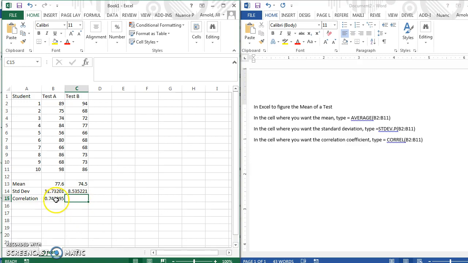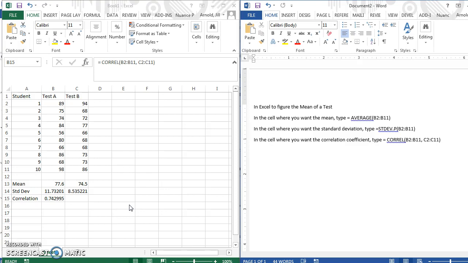And as you can see, I've already figured my correlation. And with my correlation, I'm not only going to just do B2 through B11, I also have to put C2 through C11 so that it will correlate between the two tests. As you can see, I have a correlation of about 0.74, which would be about a 74% correlation. That's not great. Really, you want it to be 0.8 or above because you want a test to really be correlated with each other because you want them to be testing the same thing.